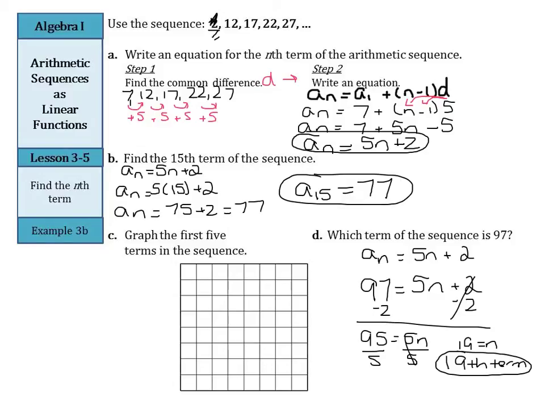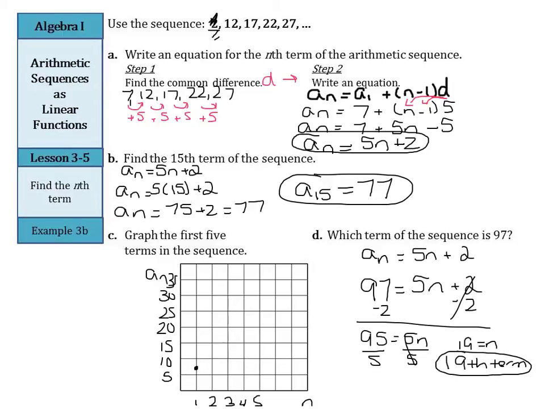Let's go ahead and finish this problem off by making our graph. We can label the bottom here again, our first term, second term, third term, fourth, fifth term, and there's n. And here's our a_n. We can count by fives again, so 5, 10, 15, 20, 25, 30, 35. Our first term was 7, so that's kind of in between the 5 and the 10.